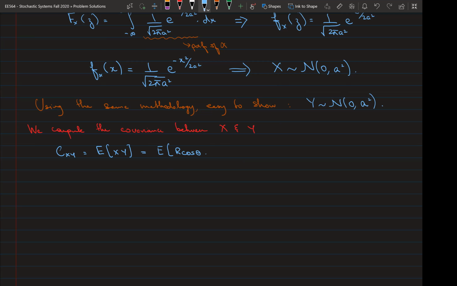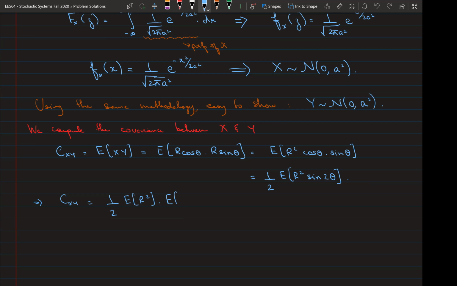X is R cosine theta, Y is R sine theta. And this is nothing but the expected value of R squared times cosine theta times sine theta, and just using some trigonometric identity, this is the expected value of half times r squared sine 2 theta. And then we know that r and theta are independent, right? So if they're independent, I can say the covariance between x and y is just simply equal to half the expected value of r squared times the expected value of sine 2 theta.